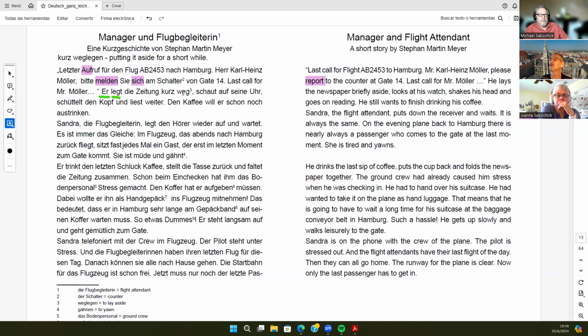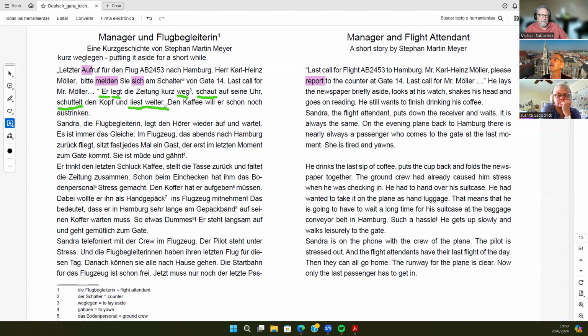Legt weg. Schaut. Schüttelt. And liest. So he does four things. So he lays down his paper. Okay. Least is to read. Weiterlesen? Lesen? Okay.